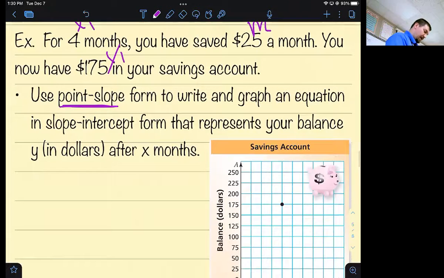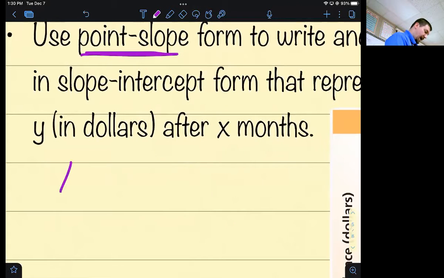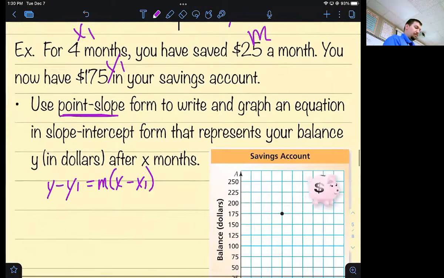So my point slope equation is y minus y1 equals m, parentheses, x minus x1. Can somebody please plug those values in and tell me what you get? Let's do Deegan. Deegan, plug those values in and tell us what our new point slope equation is.